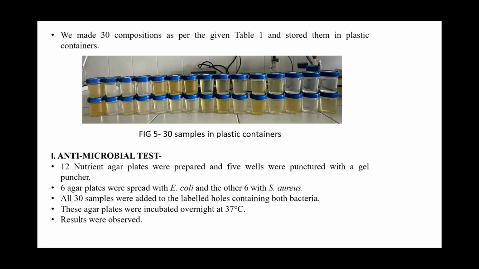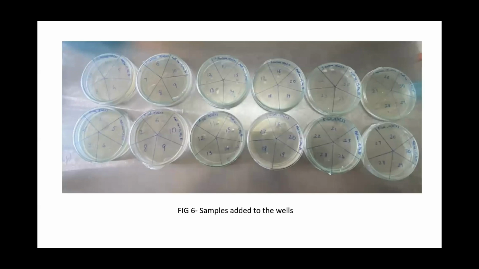So coming to the first test, that is the antimicrobial test. In this test, 12 nutrient agar plates were prepared and five wells were punctured with a gel puncture. Then 6 agar plates were spread with E. coli and 6 others spread with S. aureus. All the 30 samples were added to the labeled holes containing both the bacteria. Then these agar plates were incubated overnight at 37 degrees Celsius. Then the results were observed.